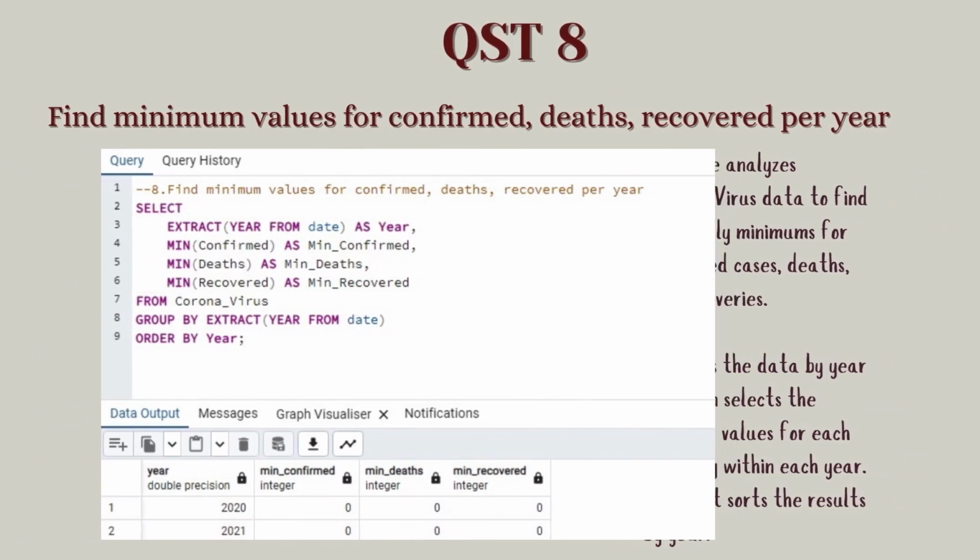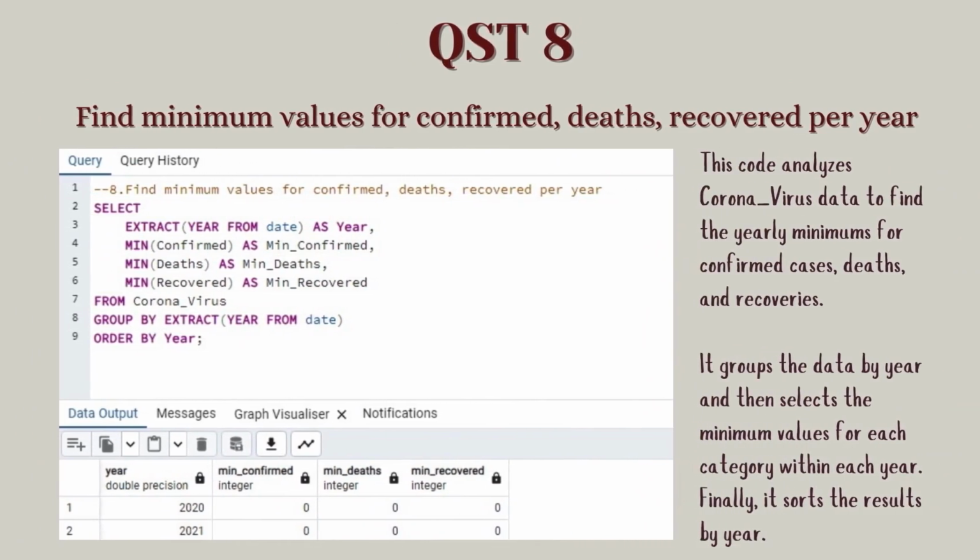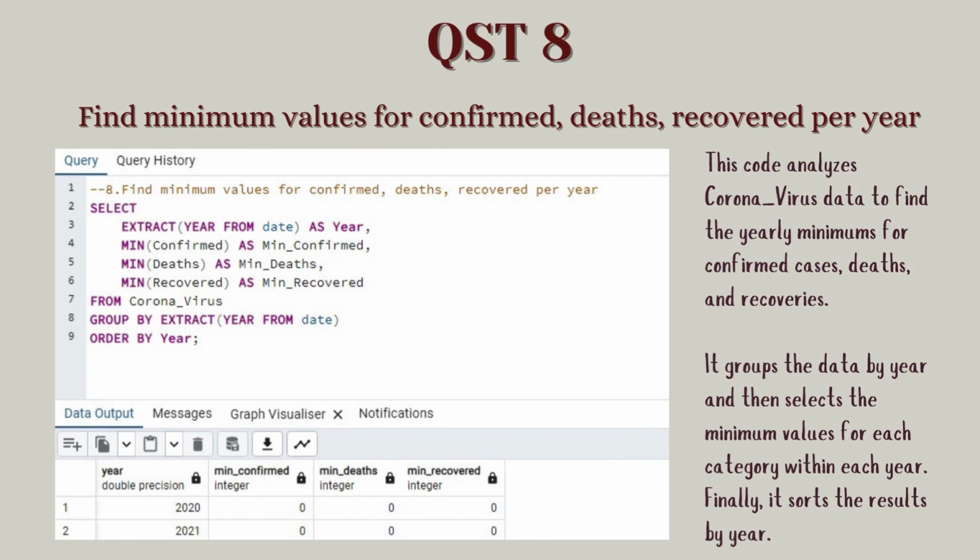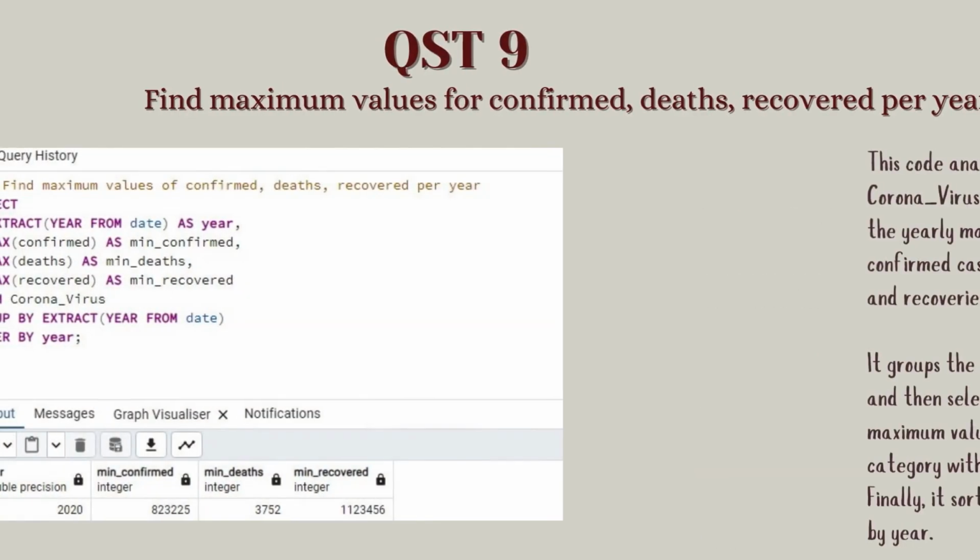The 8th analysis question targets finding the minimum values for confirmed, death, and recoveries per year. Now, this query analyzes coronavirus data to find the yearly minimums for confirmed deaths and recoveries. It groups the data by year and then selects the minimum values for each category within each year. Finally, it sorts the results by year, and this is done using the order by function.